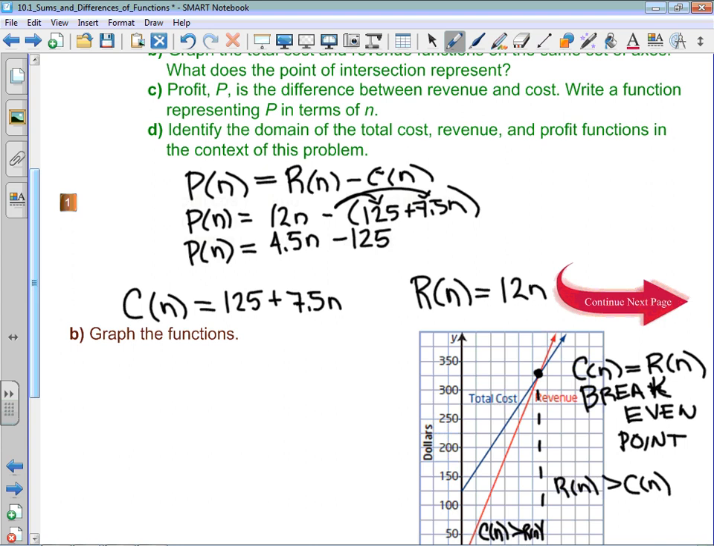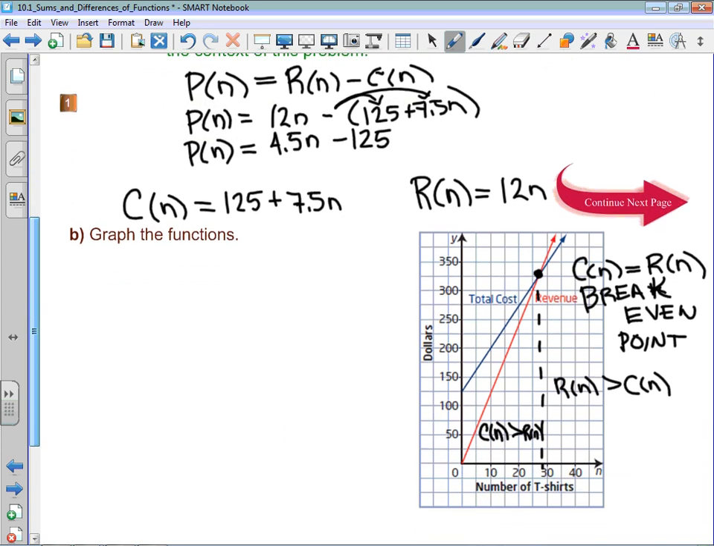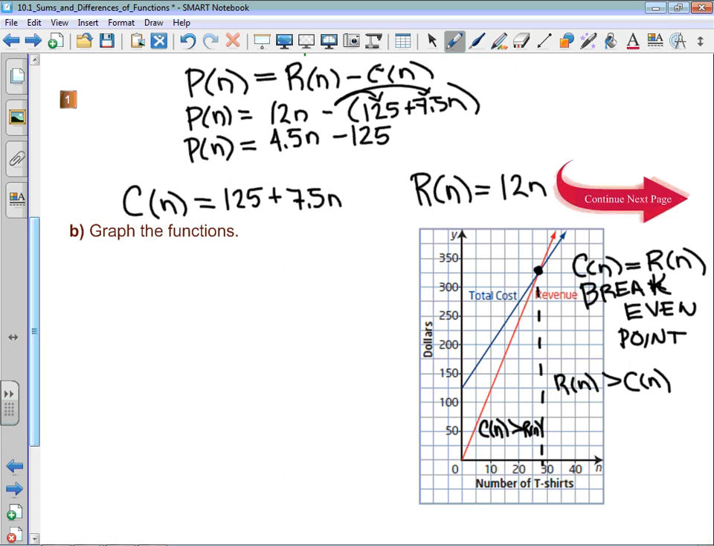There probably is some upper limit as to how much actual money that we can make. But to really examine that, we also need to see what P of N is going to look like. And P of N, unfortunately, won't quite fit on this, right? P of N is going to start somewhere down here and then go up at a rate of 4.5 per N. So it's going to look something like this.